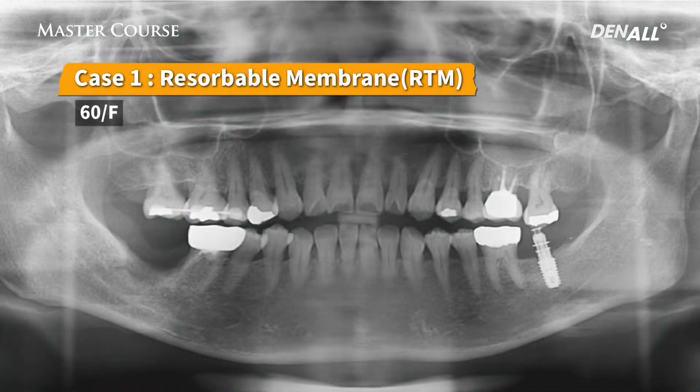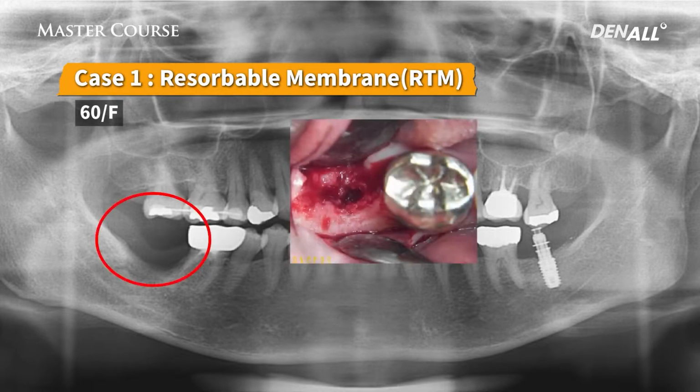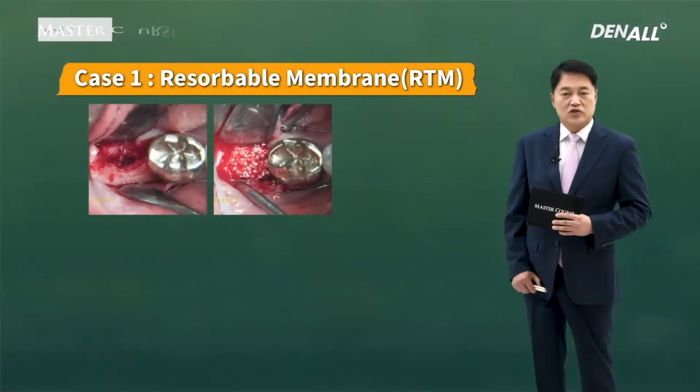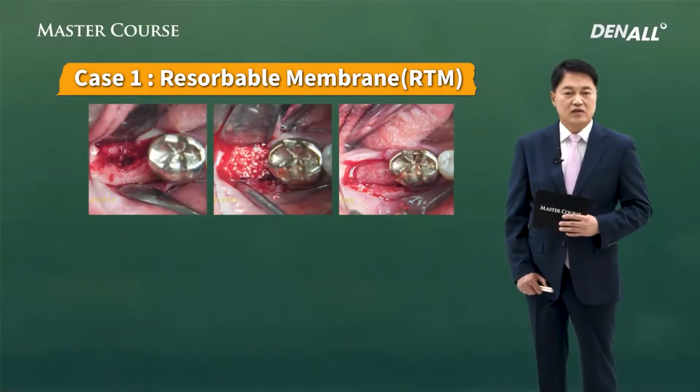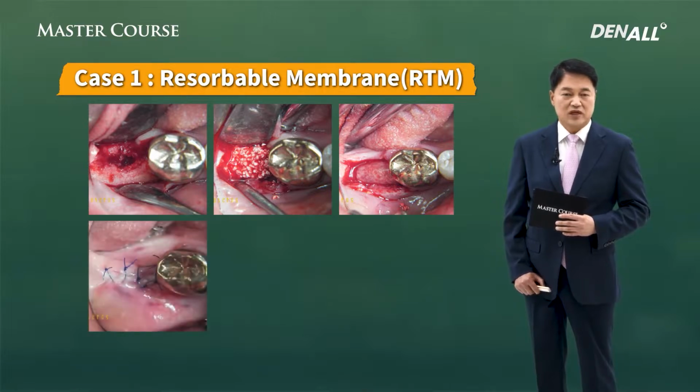A 60 years old female patient, number 47. After extraction, bone resorption was severe, and it was difficult to place an implant. When I opened the flap, the bone defect was severe and vertical augmentation was required. I used SureOss, and after I used the membrane, I used a resorbable membrane here, and suture was done.